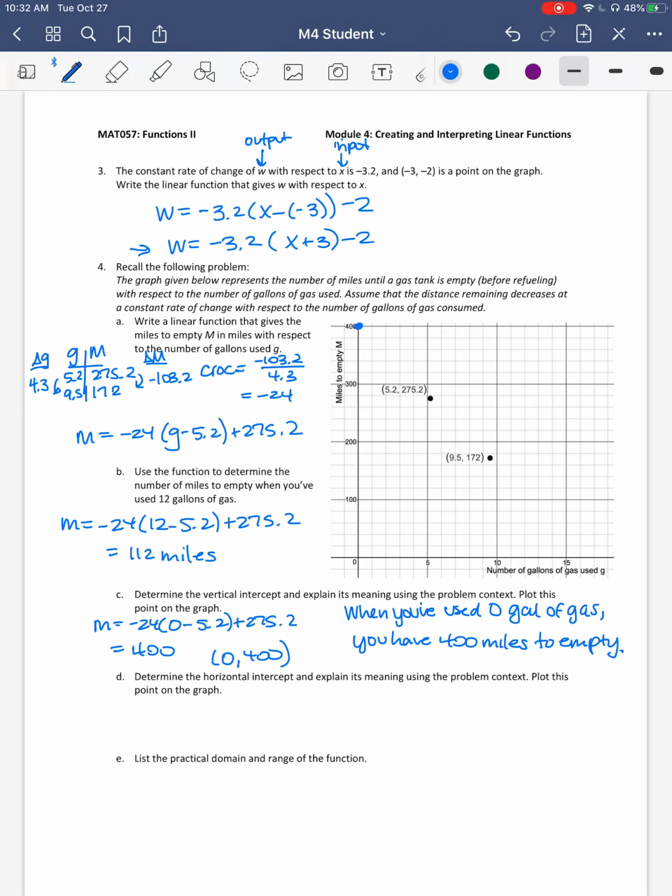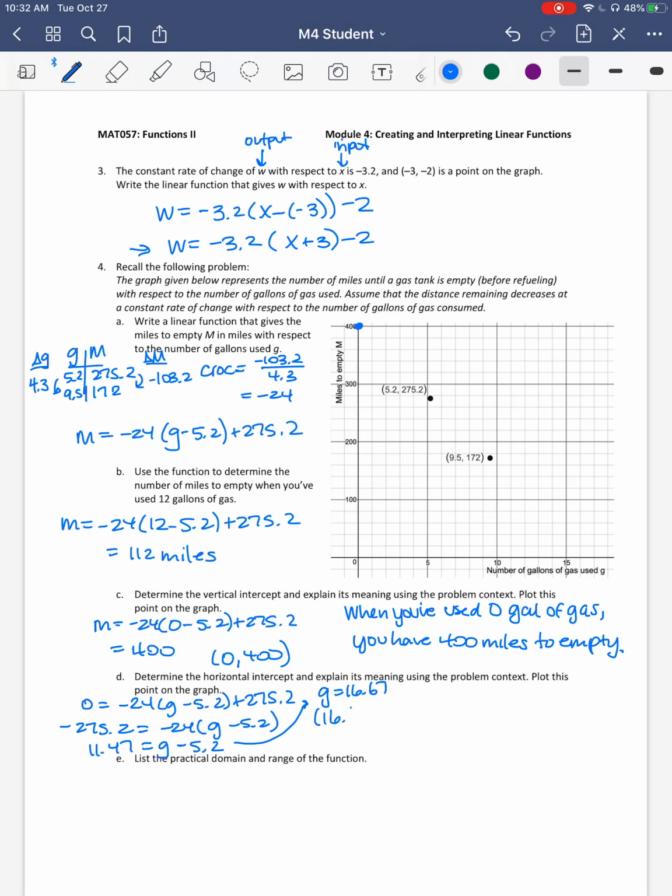All right, part D is similar except horizontal intercept. Horizontal intercept, now the output is 0, and we're trying to find the input. So for example, my first step would be to subtract 275.2 from both sides. And so when you do that, you get this. And then divide both sides by -24, which is going to give you 11.47 equals G minus 5.2. If you add 5.2 to both sides, you're going to get G equals 16.67.